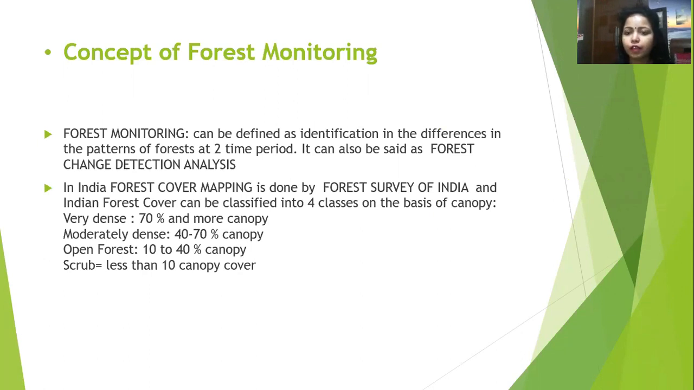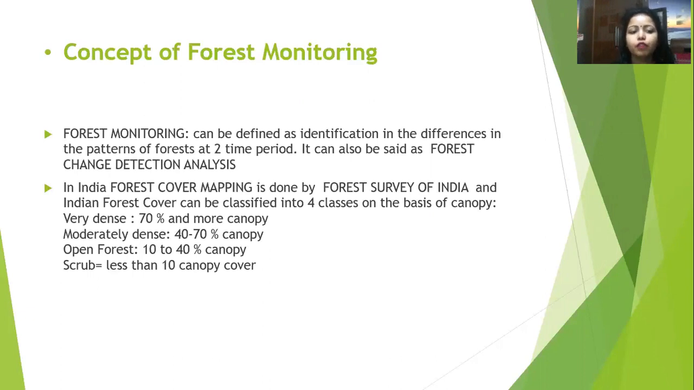So that means that we have got forest or green cover data for two time periods, and we are trying to find what the difference is. Is there any difference in green cover? For example, if I have got green cover data for 1991 and 2001, I'll try to find the change which has taken place over a period of time. If I'm doing that kind of detection, that means I'm going for forest monitoring.